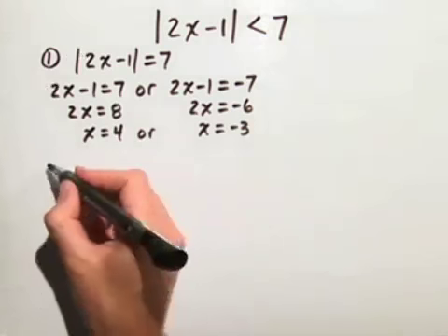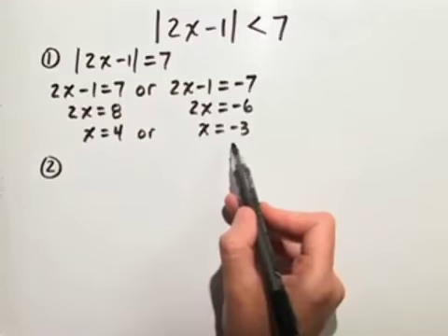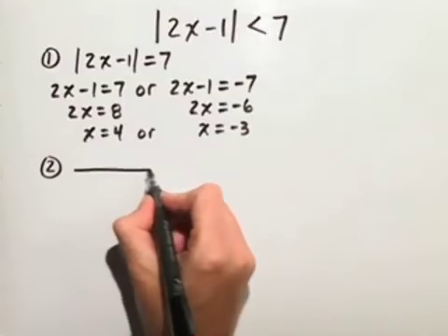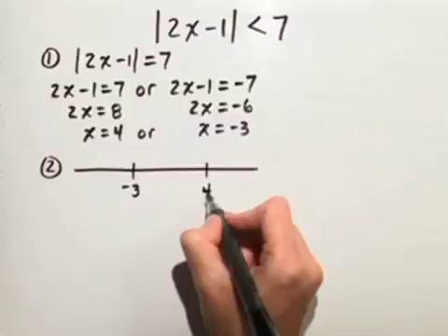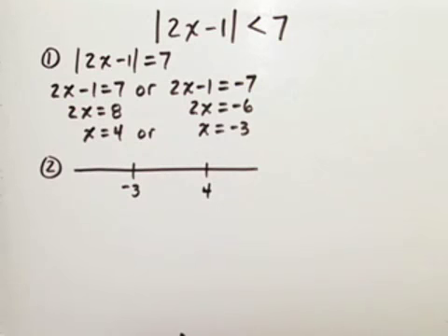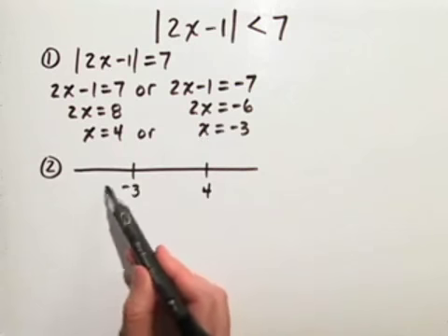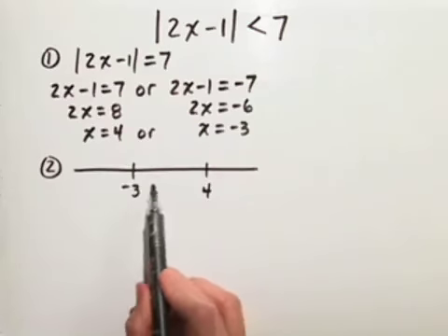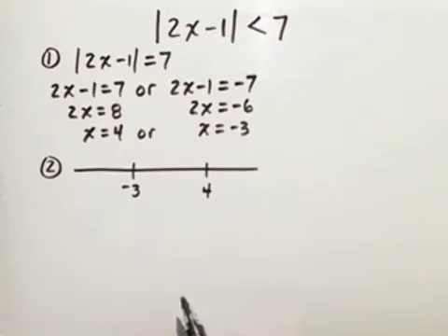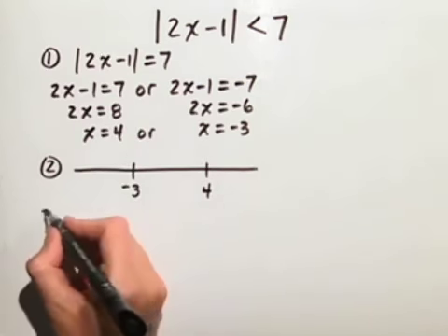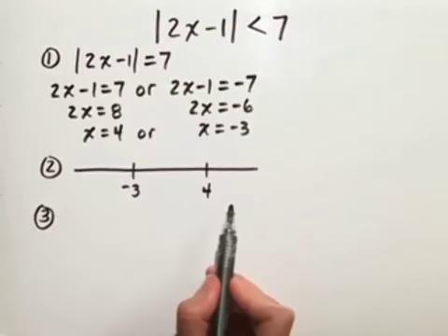In step 2, we're going to take these boundary points, x equals 4 and x equals negative 3, and place them on a number line. Negative 3, 4. Now notice, on the number line, we really have three different intervals. We have the interval to the left of negative 3, the interval between negative 3 and 4, and the interval to the right of 4. Now we're ready for step 3. In step 3, we'll choose a test value within each interval.